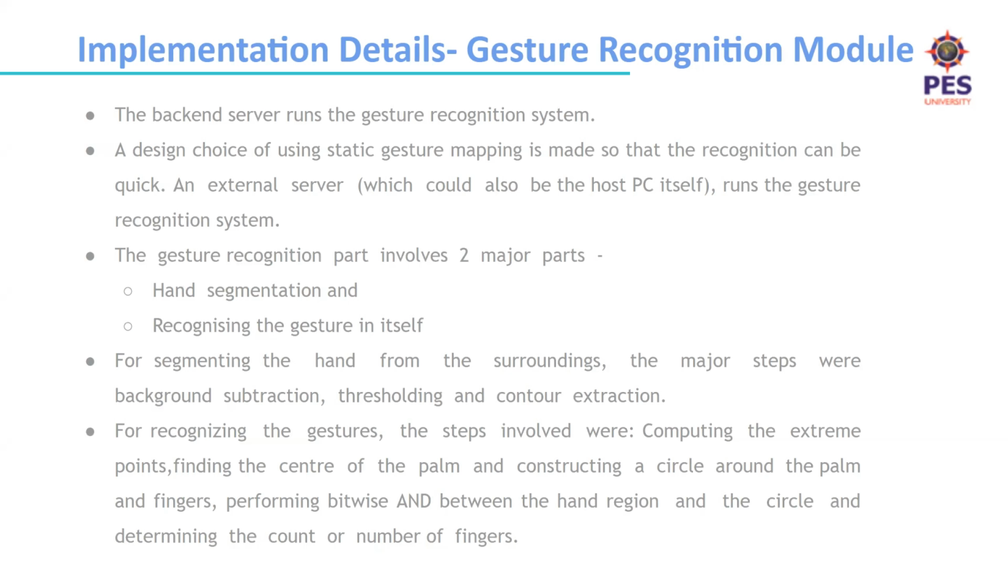The next step is to find the center of the palm and to construct a circle around the palm and the fingers. And lastly, a bitwise AND has to be performed between the hand region and the circle that we outlined earlier over the hand region, and this is used to determine the count of the fingers. Next slide.